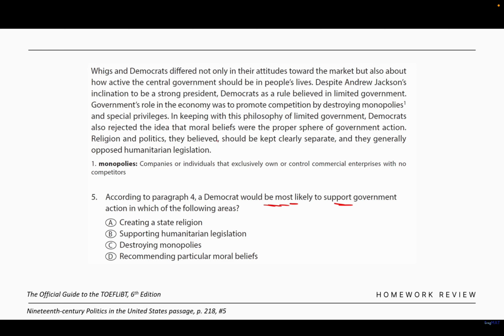And what's our evidence here? Destroying monopolies. I mean, not the answer. What's the evidence? Democrats, as a rule, believe that limited government's role in the economy was to promote competition by destroying monopolies. By destroying monopolies, that looks pretty good. So definitely C right there. Awesome. Great job. Thank you.